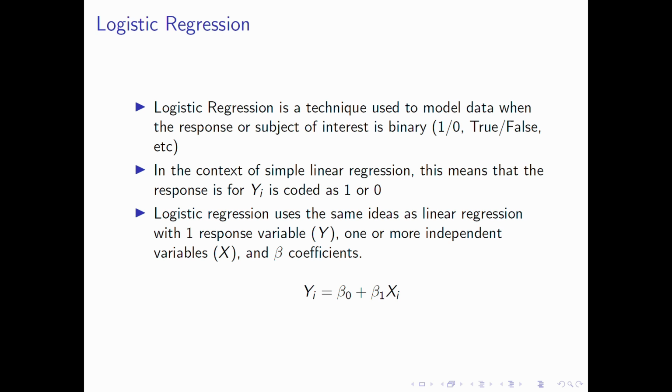Logistic regression is a technique used to model data when the response or subject that you're interested in is binary, meaning that the yi will be coded as a 1 or 0. The true meaning could be true, false, raining, not raining, basically anything in which you could code it in a 1, 0 situation. Logistic regression also uses the same ideas as linear regression, where there's one response variable, which is the y, and one or more independent variables, being the x's, and beta coefficients to go along in the formula.